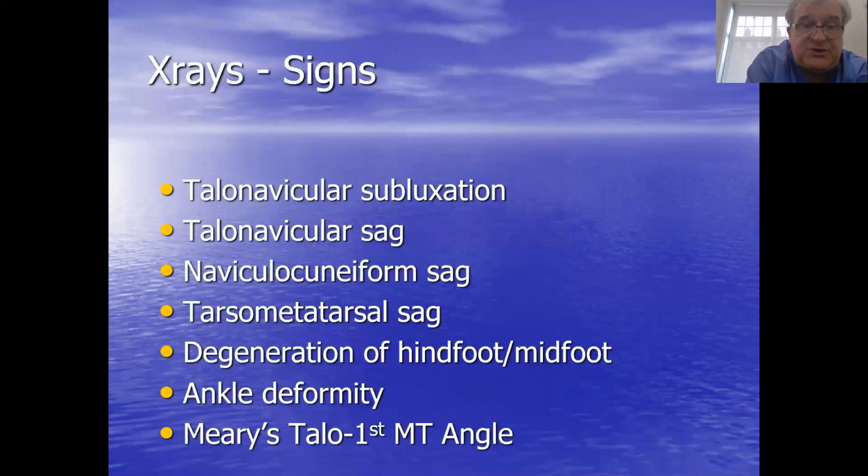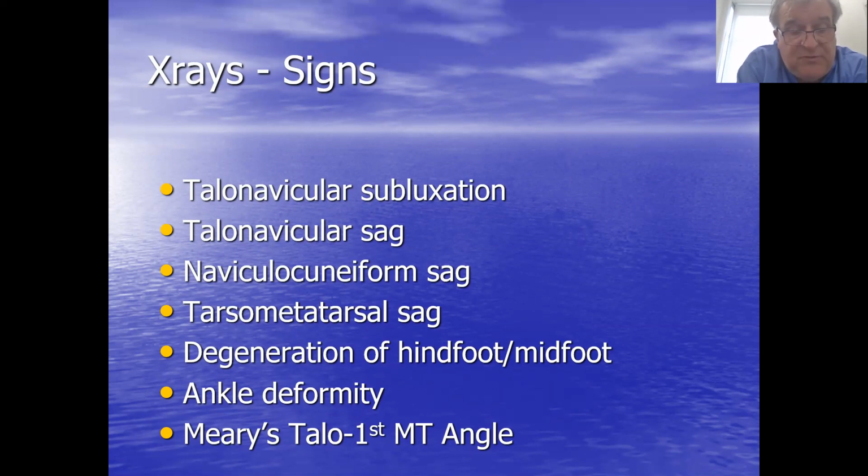X-rays, what do you look for on X-rays? On the AP view, you look for talar navicular subluxation. You look to see if the navicular's gone way off laterally. On the lateral standing view, you can get sagging through any of the 3 levels of midfoot joints or combined. You also look for ankle deformity.